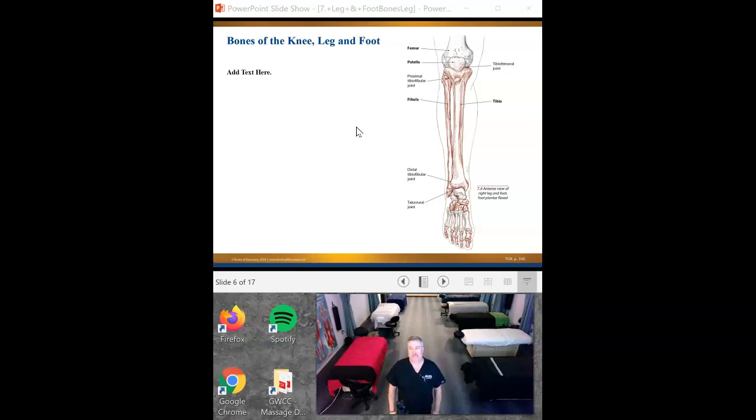Adductor magnus. Adductor medius. Magnus. It's hard. Perfect. Adductor longus. Adductor brevis. Adductor magnus and pectineus. Pectineus, that was great. And gracilis. Beautiful.